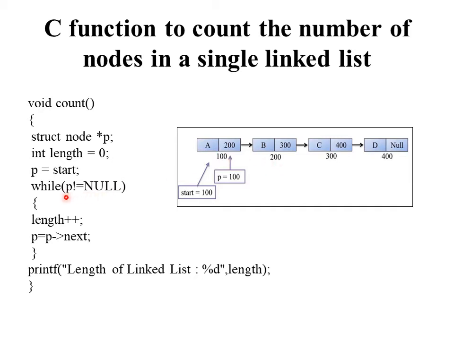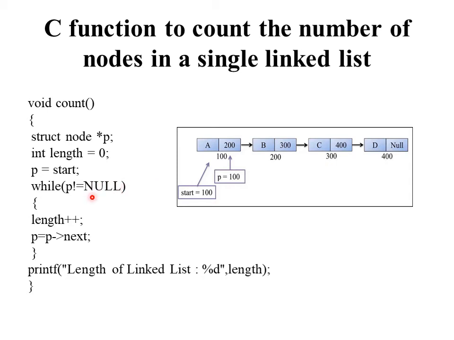Now again we check the while condition, that is P is not equal to null, means 200 is not equal to null. This condition is also true. Then length is incremented by 1. So now length is 2. Now again P is equal to P points to next, means P is moved to the next node. So now P is 300.